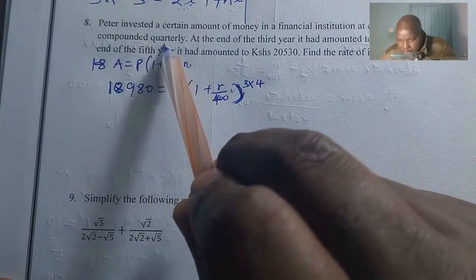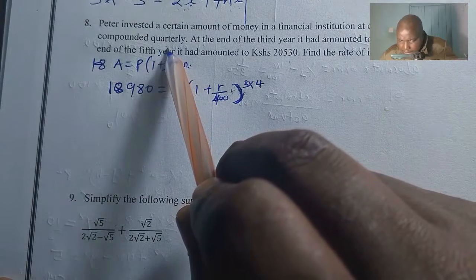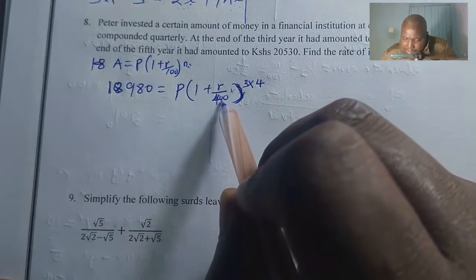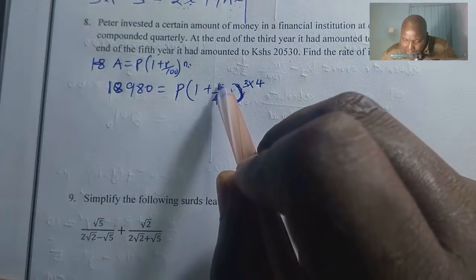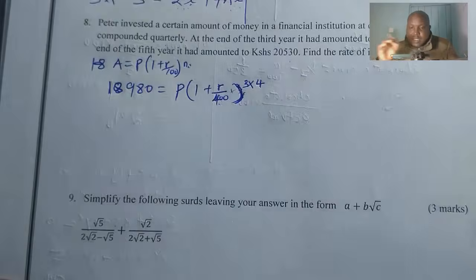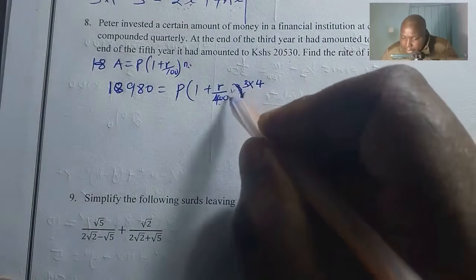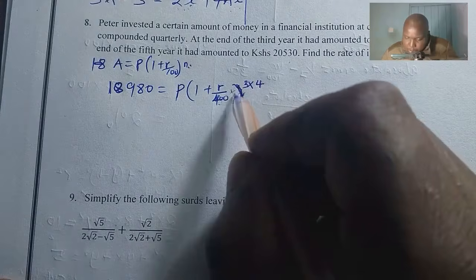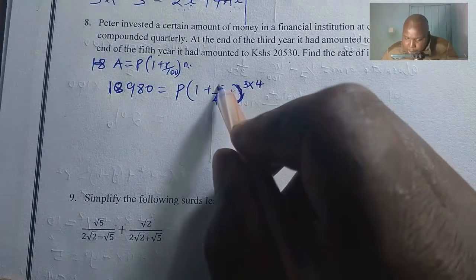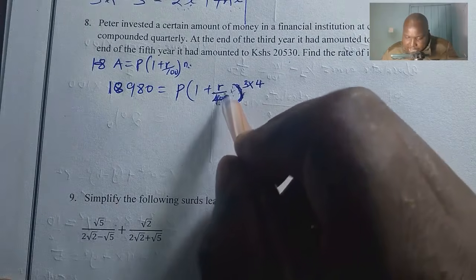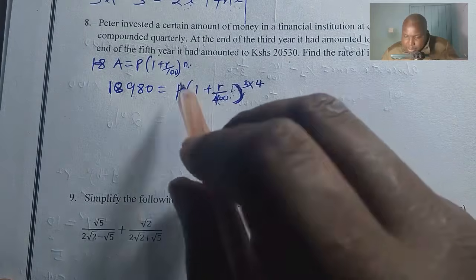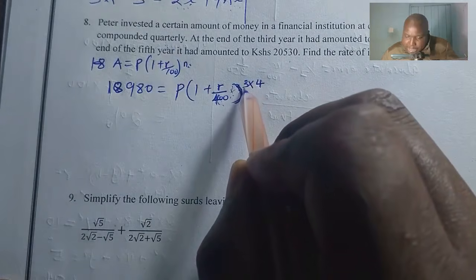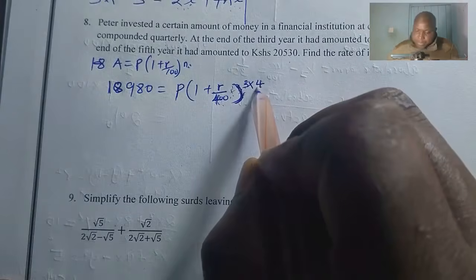When it is compounded quarterly or half yearly, what you do inside the rate, it was supposed to be R over 100, isn't it? So you multiply with 1 over 2 if it is half yearly, or 1 over 4 if quarterly. So R times 1 over 4 over 100 will be R over 400. Then the 4, you multiply with the n. Our n was 3 times 4, which is going to be 12.